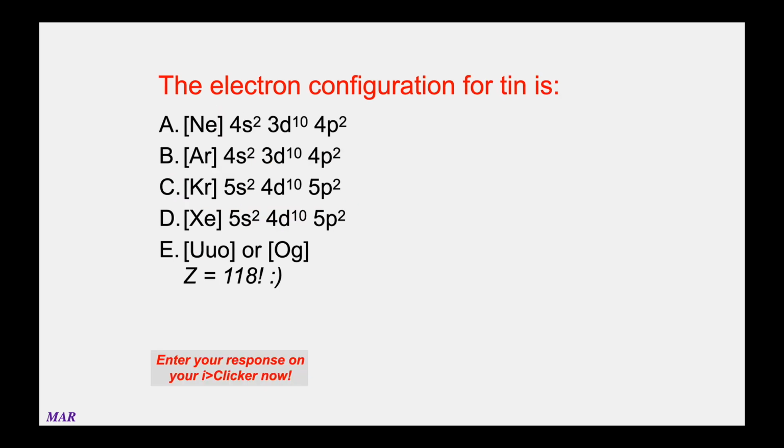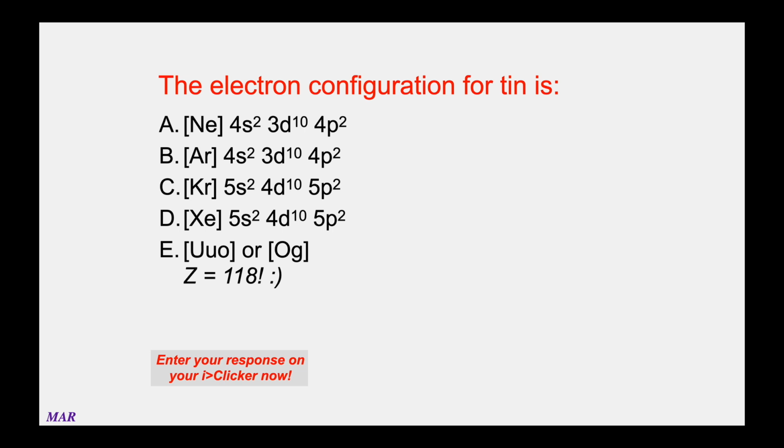The electron configuration for tin is, and there's 5 possible answers. Now, if tin is Sn on the periodic table, it's number 50. So see if you can use that information to figure out what's going on here, and pause the video, unpause it when you're ready to talk about it. Pause the video now.